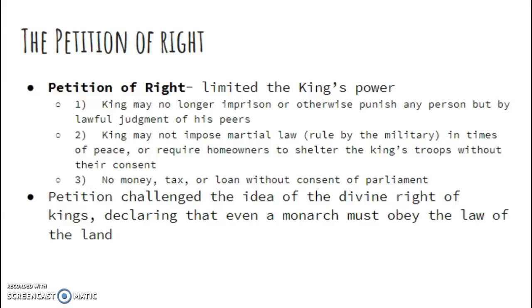And this petition of right kind of counteracted that and limited his power, ensured that he couldn't just punish whoever he wanted without them being judged by their peers, could not rule by force, could not force people to house troops, and again could not tax or loan, essentially had no access to money without the consent of Parliament first. He couldn't just spend money on whatever he wanted to spend money on.